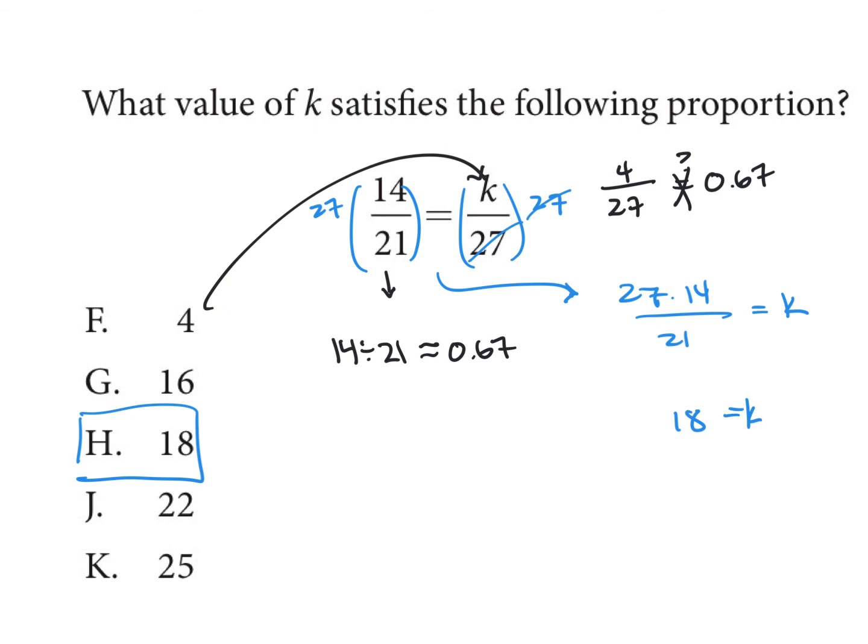You could also look and say, okay, well, 14 divided by 7, that is 2, and 21 divided by 7 is 3, so I know I need to get 2/3. Well, if you divide 27 by 3, you're going to get 9, and 9 times 2 is also 18. There's a ton of different ways to do it. Pick the thing that makes the most sense to you and roll with it.